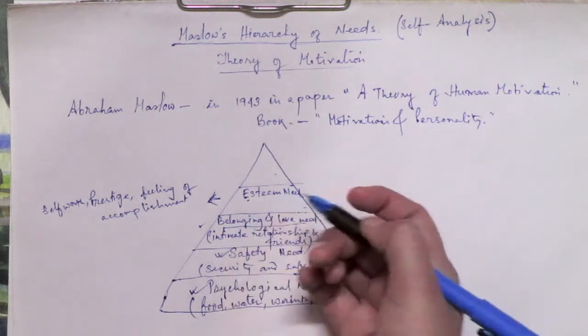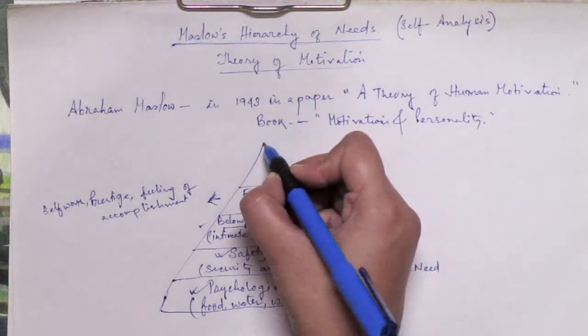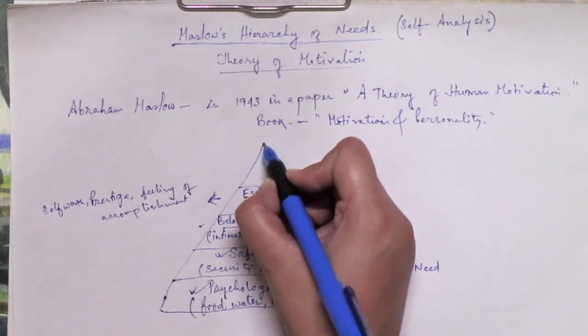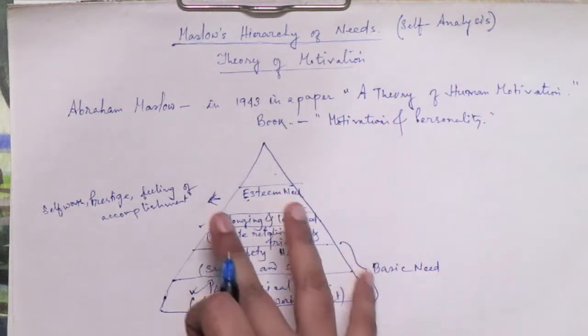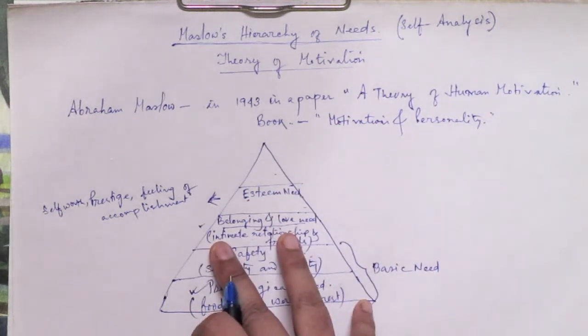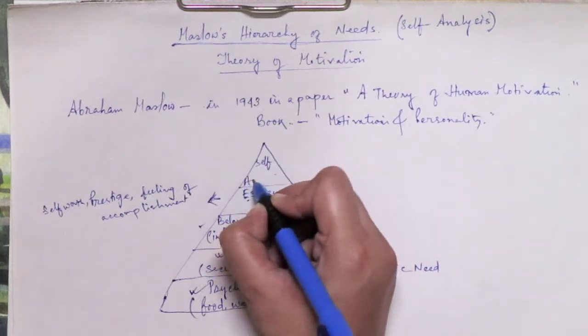And now let us talk about the highest need of any individual in his life. The highest need of any individual in his life, according to Abraham Maslow, is called self-actualization.